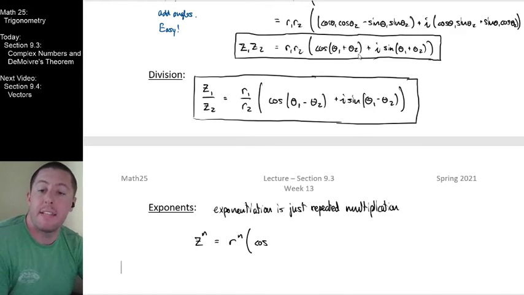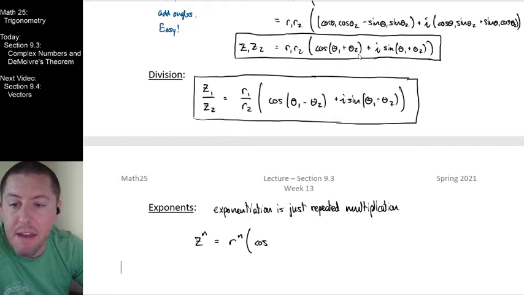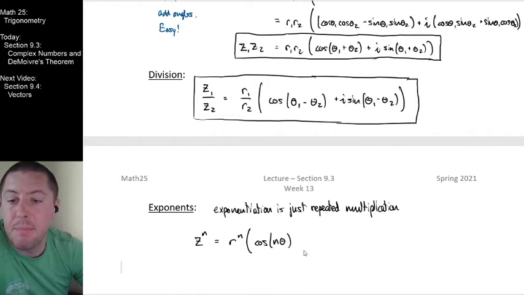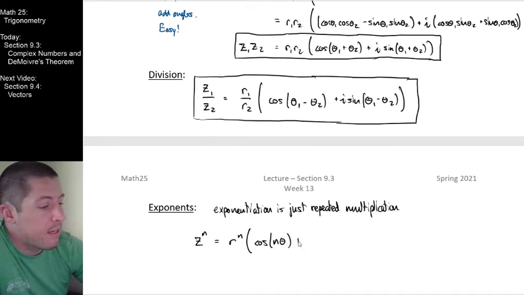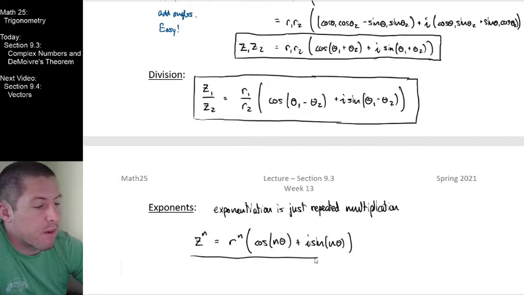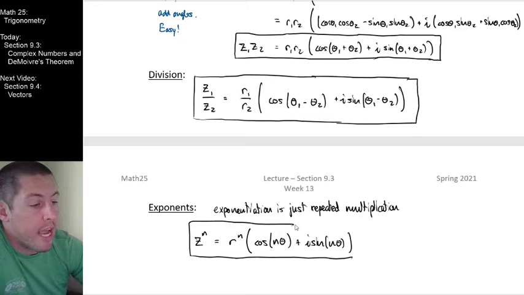And what would you say if I said, hey, let's add that angle to itself 5 times? Well, you would just say, oh, so it's 5 times the original angle? Yeah, exactly. So here we're just going to get n theta, right? That's theta plus theta plus theta n times, plus i sine n theta. So really easy for us to even do crazy powers of complex numbers, as long as they're in polar form.